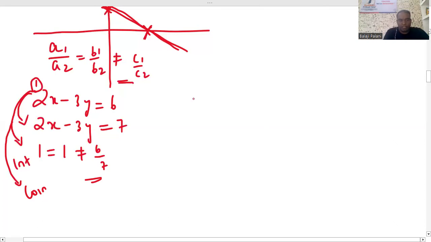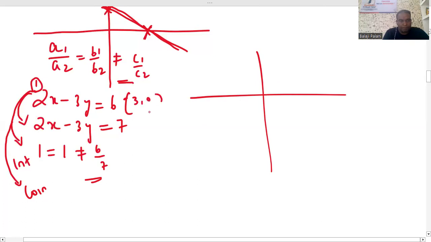Now let's verify the condition for parallelism using a graph. In the equation we have, 2x minus 3y is equal to 6, the solutions are (3, 0) and (0, minus 2). Just a rough diagram. So this is the line 1, equation 1 line. Okay. For the second one, I'm writing 2x minus 3y equals 7, and let's take some other value here.